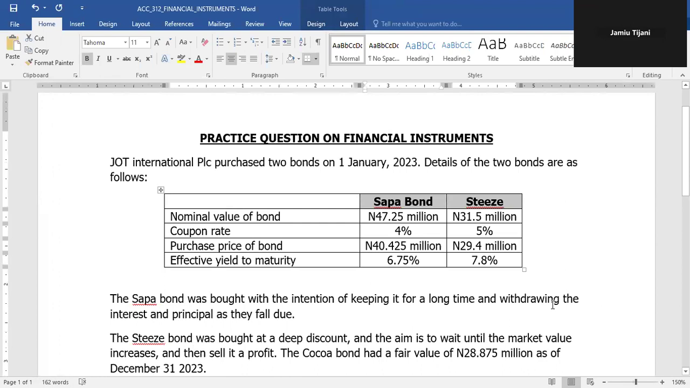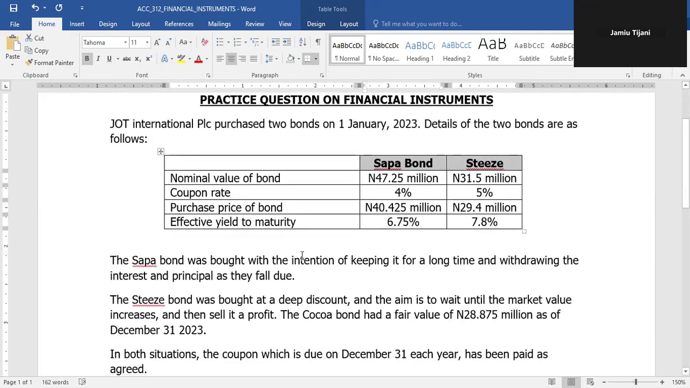Just International PLC purchased two bonds on 1st January 2023. Details of the two bonds are as follows. The nominal value of the bonds, as seen on the screen, is 47.25 million for Sapa and 31.5 million for Steeze. Coupon rate is 4%. The purchase price of the bonds is 40.425 million for Sapa and 29.4 million for Steeze, with an effective yield as shown on the board.